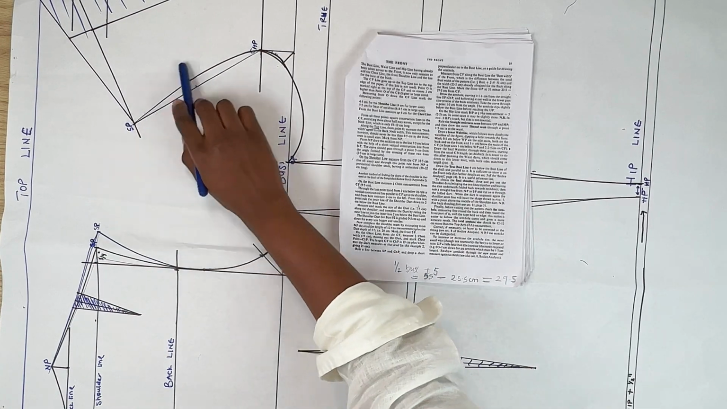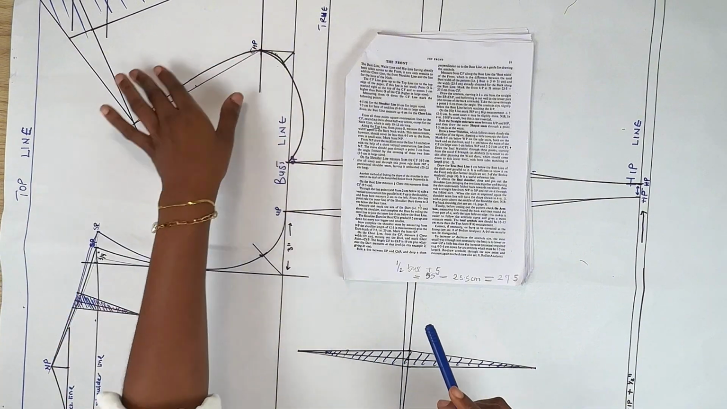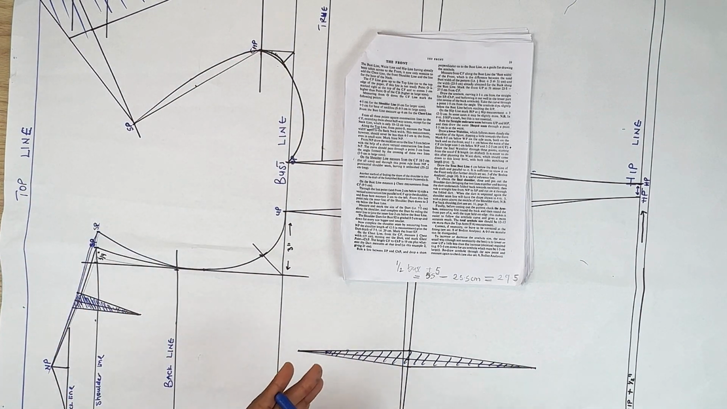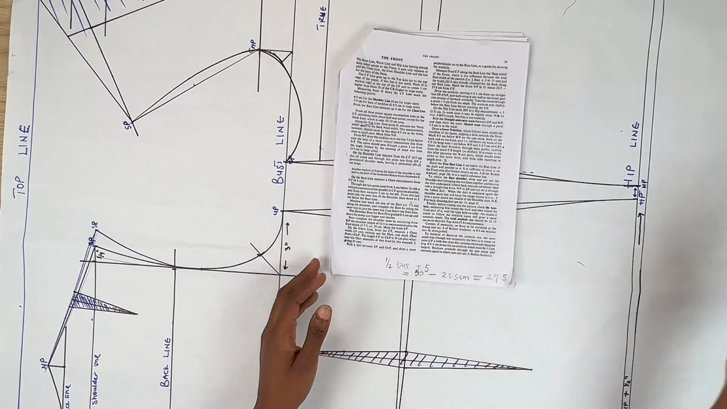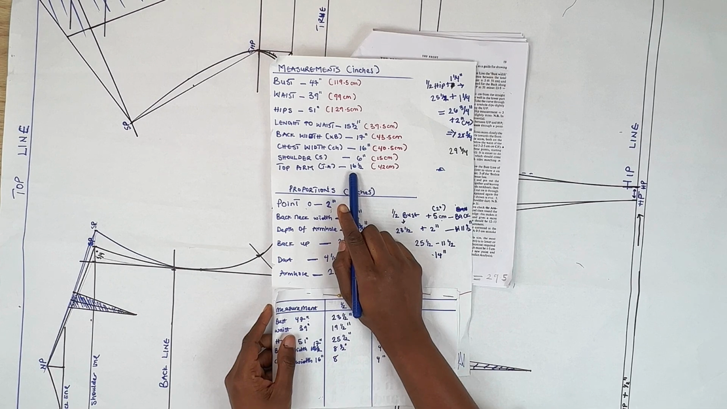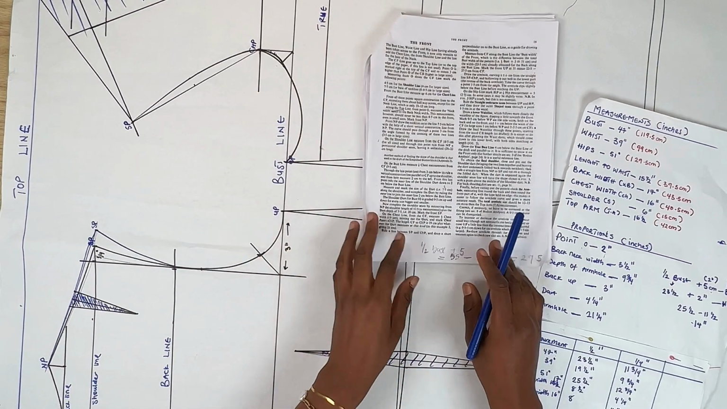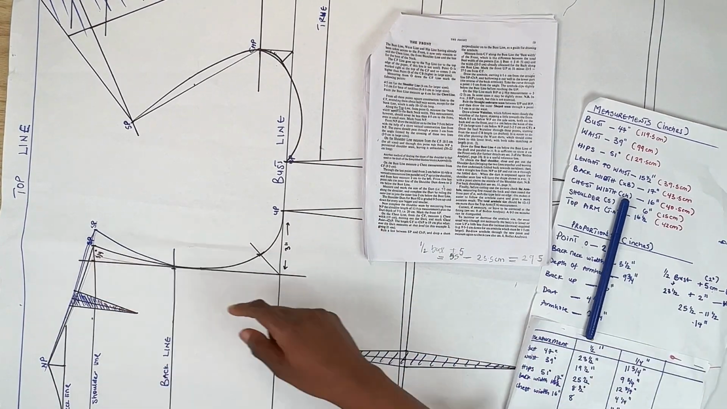So now we're going to measure around our armhole to see what we have. Remember, it says the final armhole on the pattern should be 12 to 13 cm more than your top arm measurement. And in this case, our top arm measurement was 16.5 inches, which is 42 cm. So let's measure around the armhole now.